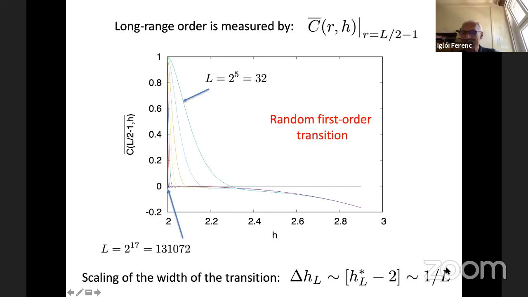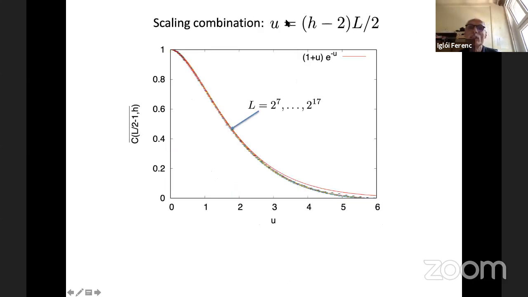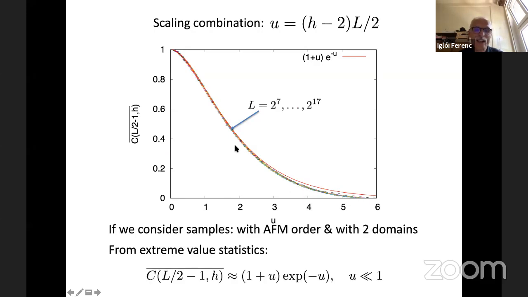Multiplying this difference with L, we get a scaling combination, which is given here. And in terms of the scaling combination, we can put together the different curves which were shown before, which fall very well on the same curve here. And actually one can make an analytical calculation using extreme value statistics if we consider just one or two domains in the system. And this is the analytical result given by this form, which agrees very well with the numerical calculation.